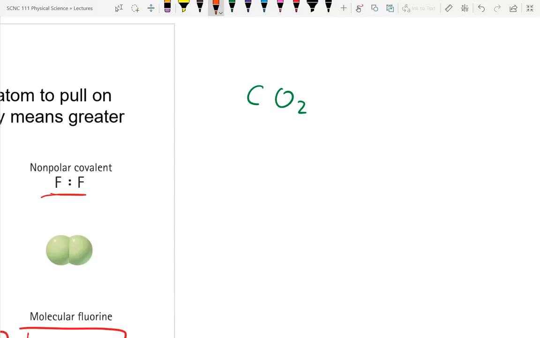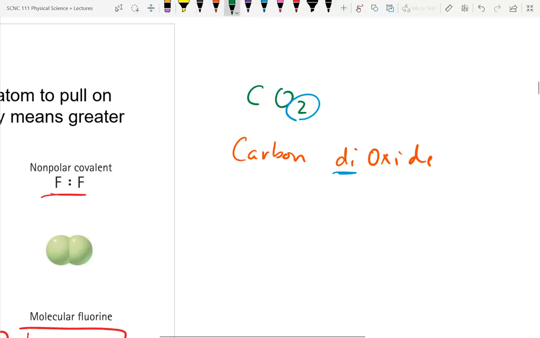It should be what? What is C? C is carbon. Carbon dioxide. I did an untraditional capitalization just to emphasize the "di" is the number 2 and then "oxide." So we have the "di" to tell us about the number 2, and then we change the ending to "ide" because it was at the end, and it's carbon first.